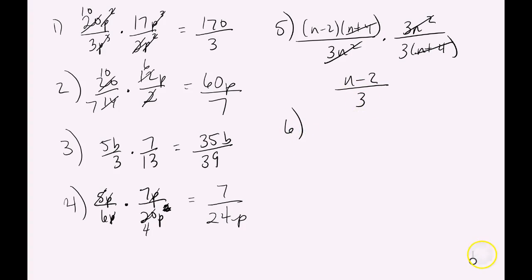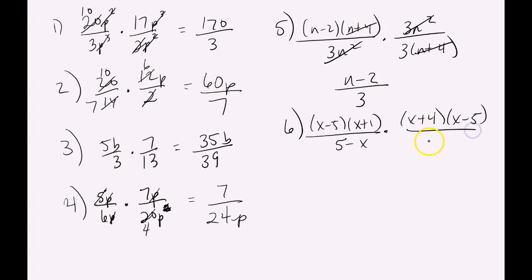Number 6. Same thing. They have given you a lot already factored. The only trick on this one is if you did not notice that that was a division, you would have not flipped, and then it would jack everything up. So just make sure that you saw that. And then it becomes, you flip, and what happens? A lot of stuff goes away. X minus 5, X minus 5. X plus 1, X plus 1.